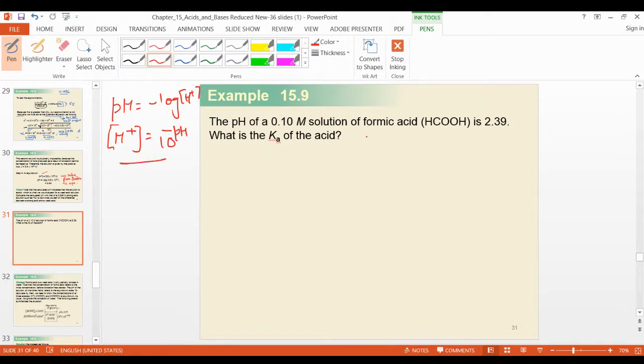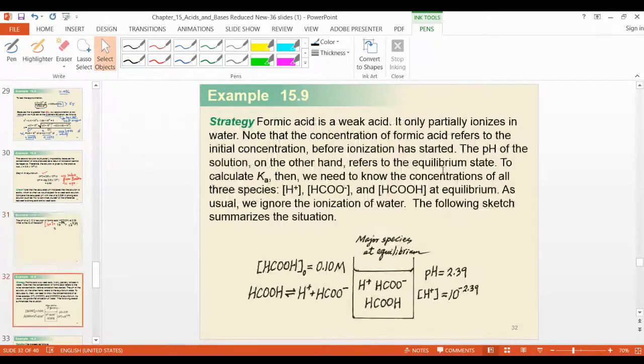So you calculate the hydrogen ion concentration equal to 10 to the power minus pH. It means 10 to the power minus 2.39, right? So how much will you get? Look here, this is how we solve it. You see 10 to the power minus 2.39; the H plus concentration is added here.